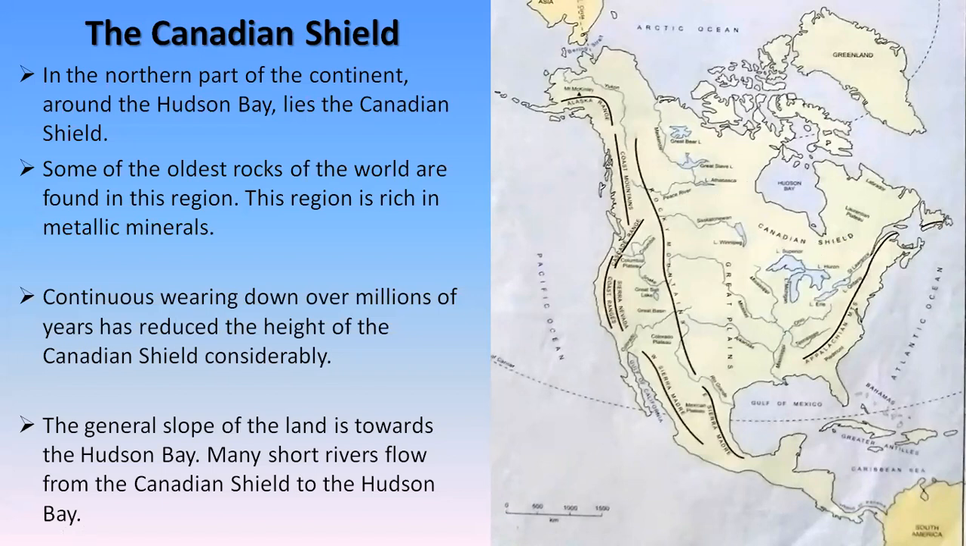The general slope of this Canadian Shield is towards the Hudson Bay. The Canadian Shield is an extended mountain region, at a somewhat higher position than the surrounding area, and the slope is towards the Hudson Bay. So all the smaller rivers which start from the Canadian Shield drain to the Hudson Bay. They are flowing towards the Hudson Bay only.